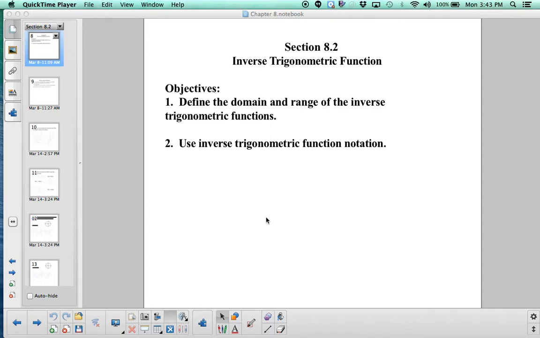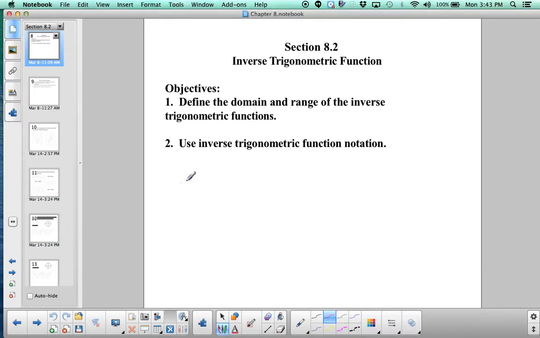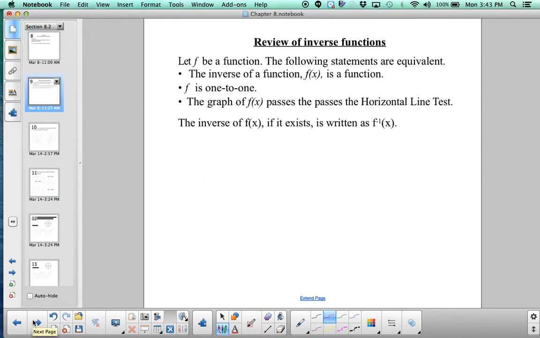The domain and range of inverse trigonometric functions and use trigonometric inverse function notation to evaluate functions. So first of all, a quick review of inverse functions from some of the previous units.